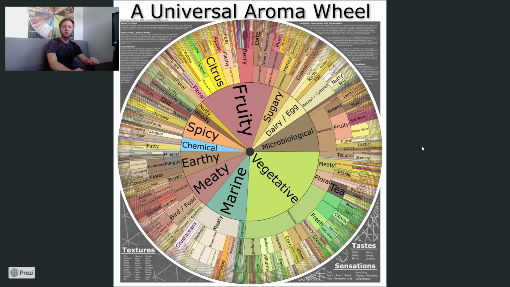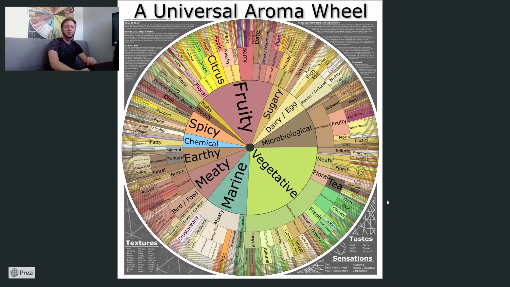The second way to use this wheel is to identify smells. If you're trying to describe or identify an aroma, starting from the center of the wheel, in the main categories, you can use the general categories to narrow it down, ending up with something specific on the outer level. This is typically how most aroma wheels are used for their intended products.